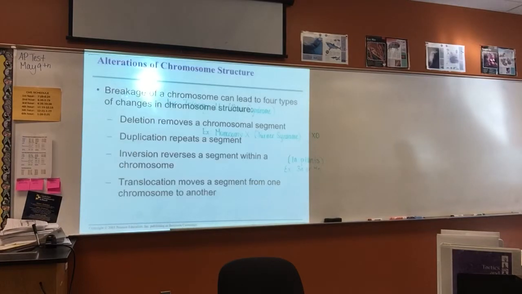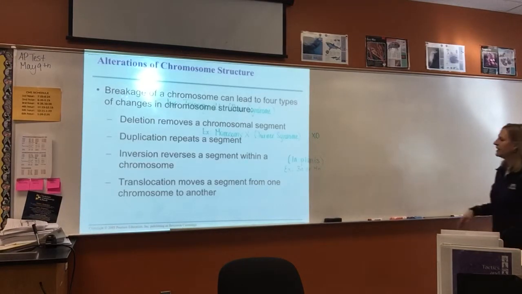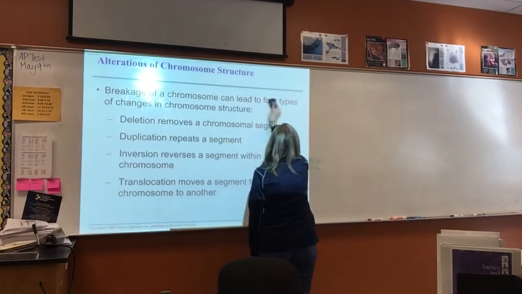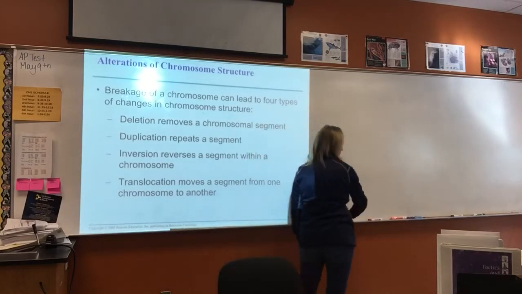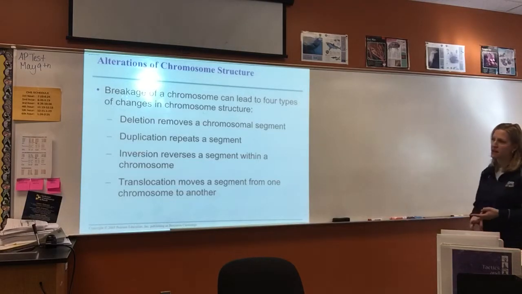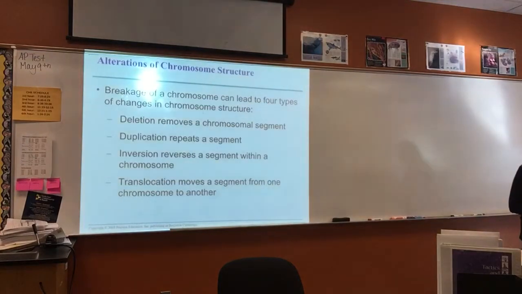Okay, so this is abnormal numbers of chromosomes. The second thing that we were going to look at is how we get genetic disorders by having the right number of chromosomes, but something being structurally wrong with your chromosomes. So there are 4 things. There's deletion, which removes a chromosomal segment. Duplication, that repeats a segment. Inversion reverses a segment within a chromosome. And translocation moves a segment from 1 chromosome to another chromosome.